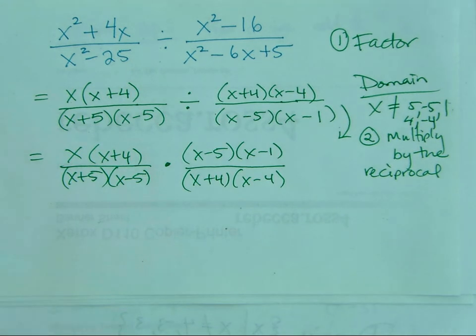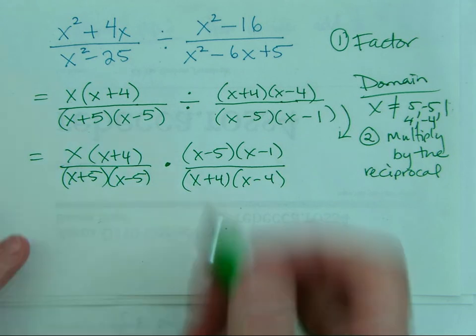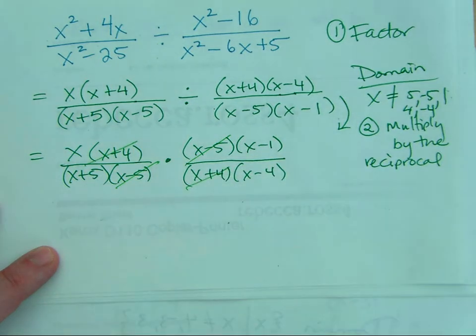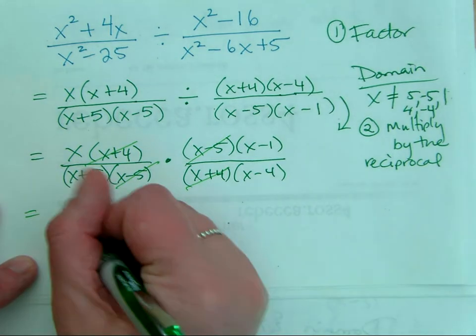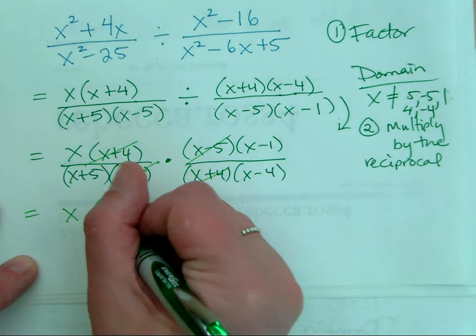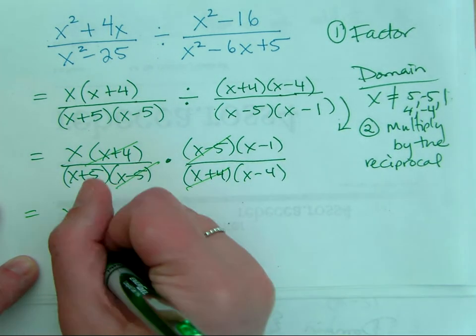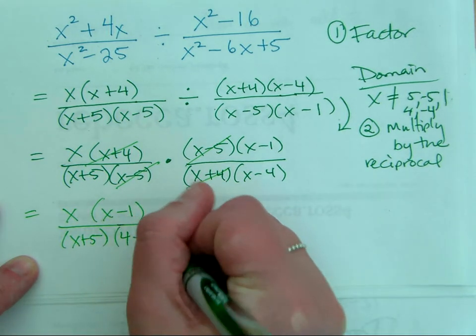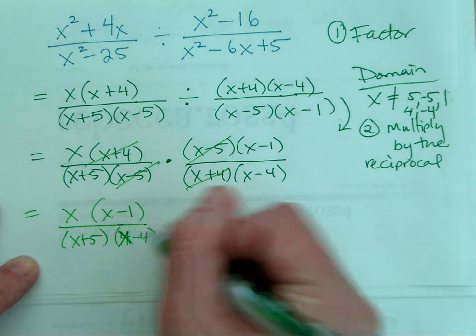And now I can go ahead and simplify it. How would I simplify? What do I do to simplify? I'm looking for matches, right? This is almost like a memory game. Like, oh, here's a match. That's fun. Here's a match. Okay. Is there anything else that would cancel? I don't think so. So we have x times x minus 1 over x plus 5 times x minus 4. Oops, that's an x. I got ahead of myself.